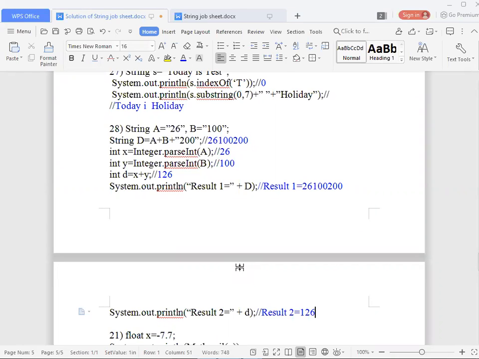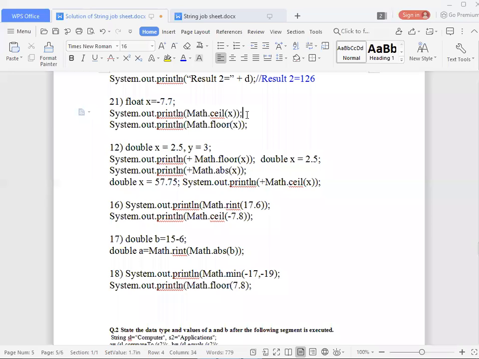Understood the use of parseInt? First of all, ceil. What is ceil? It always returns the greater integer, meaning it returns it in double form, though. Okay, so ceil will give the higher value. What is minus 7.7? So if you consider 7.7, the higher value would give you 8.0. But it is minus, so it goes the opposite way according to the number line. So it will give you minus 7.0. This is the ceil. Every time you have to remember this minus sign.